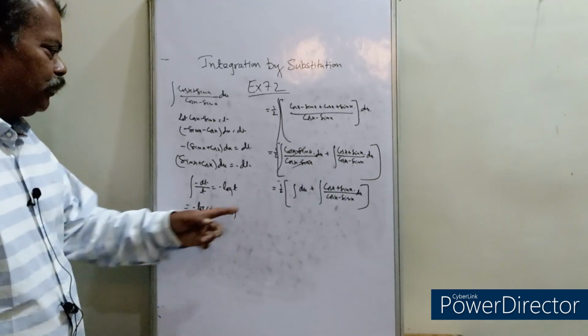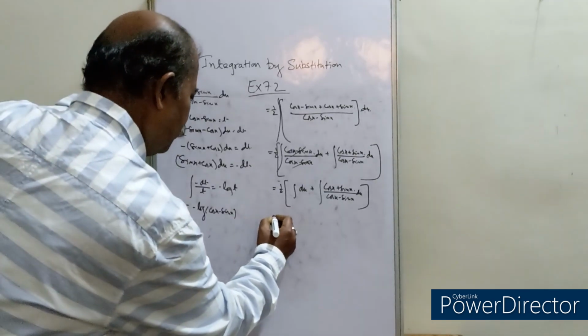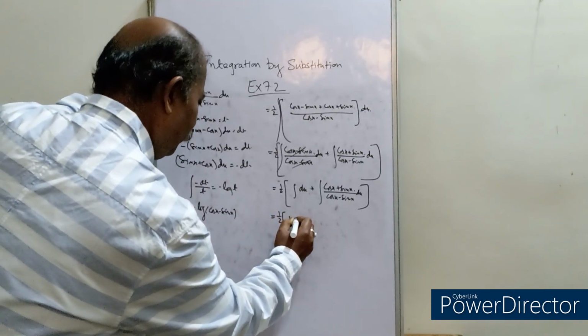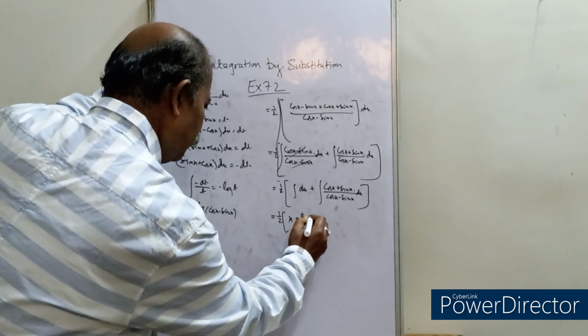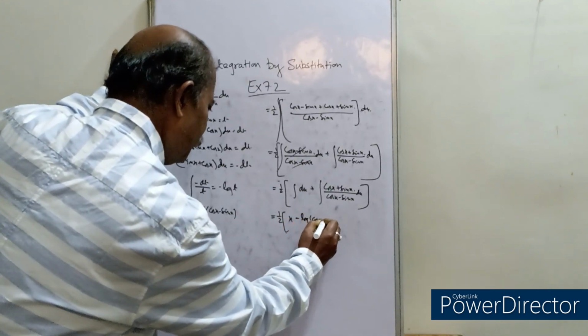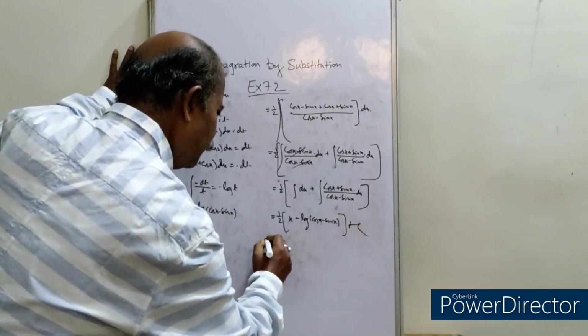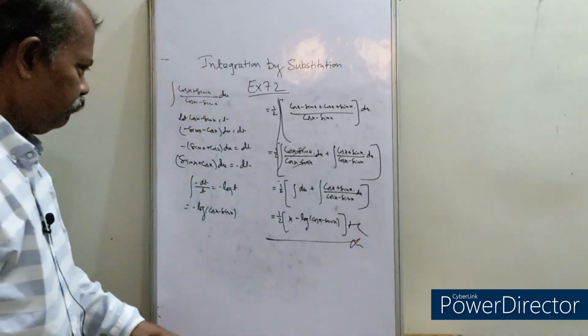So now I am going to put the value here. So this will be equal to 1 by 2 into x minus log of cos x minus sin x, plus c. So this is your answer.